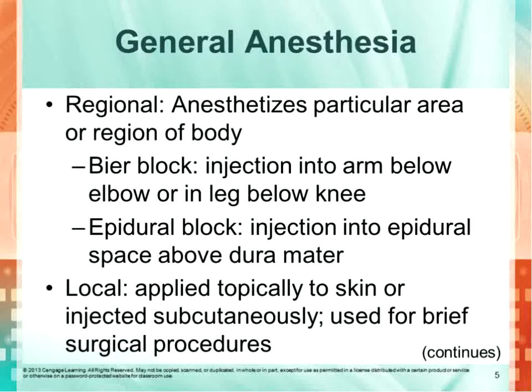Another type is local. So we did general and regional, and the next type is local, which is basically for a small area. Your book says like a finger or a toe. And they tend to apply that topically, or they can inject it subcutaneously.